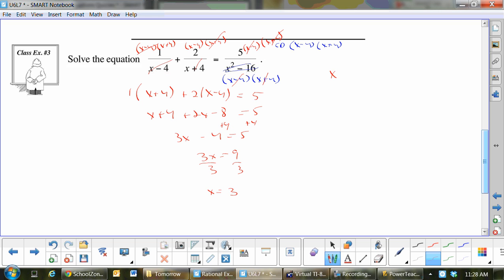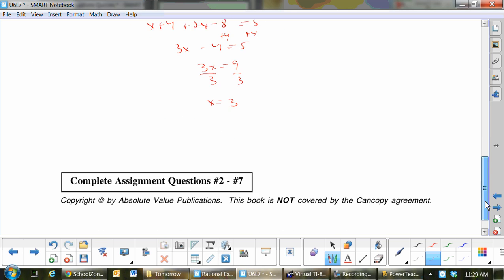Is that answer allowed? Okay, why? X cannot equal negative positive 4, so that's good. It's allowed. Okay.